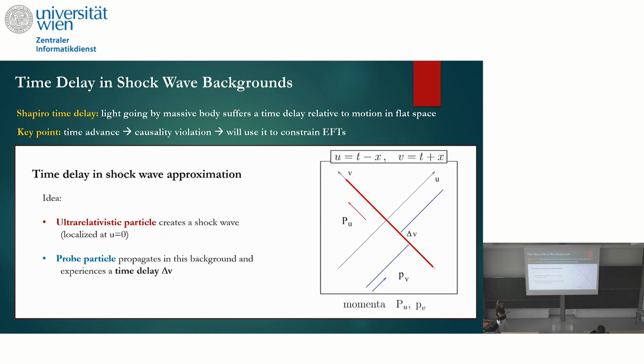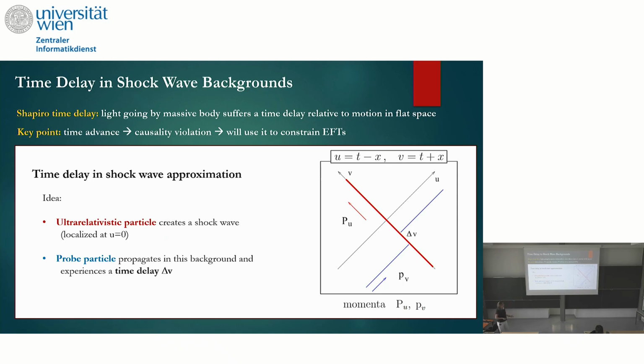So the main idea is simple. As you know, whenever you have light going by a very massive body, there will be a time delay. This is the Shapiro time delay compared to moving in flat space. So if you're moving near a massive body, you should expect to have some kind of time delay. The key point that was used in a lot of these constructions is that if you instead found a time advance, that would be a sign that you're violating causality. So you want to make sure that it's a delay and not an advance.